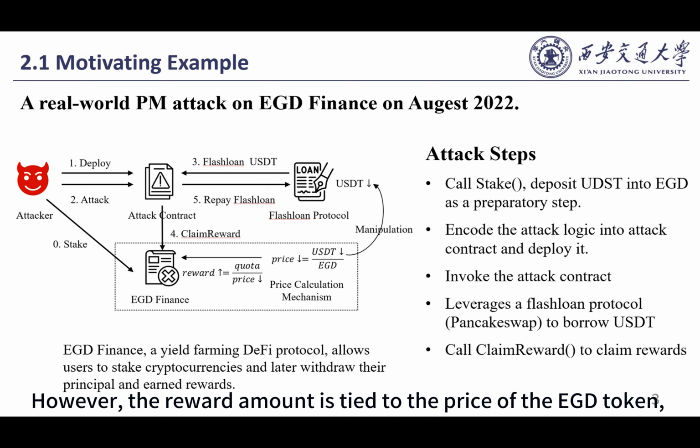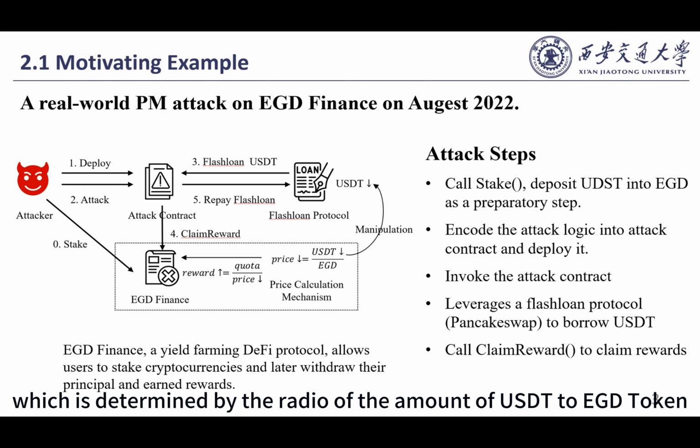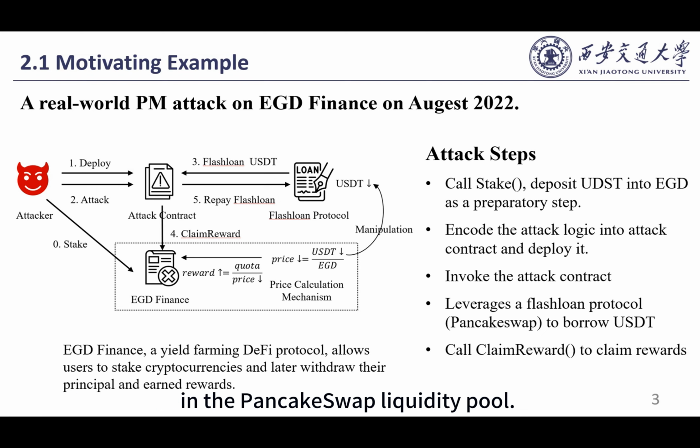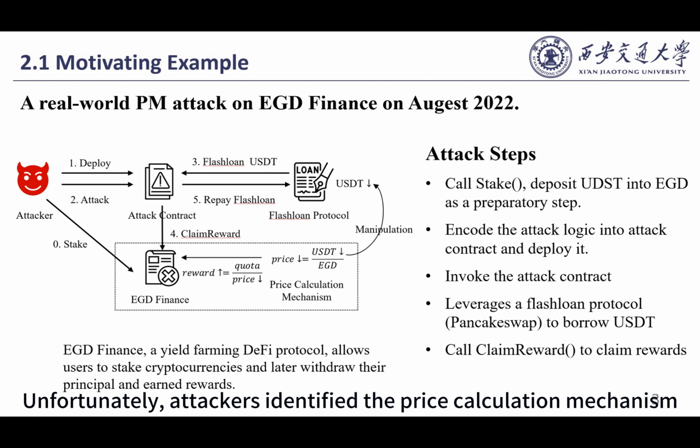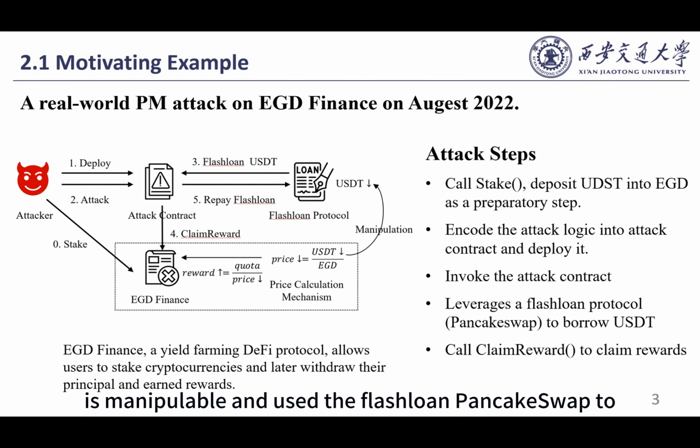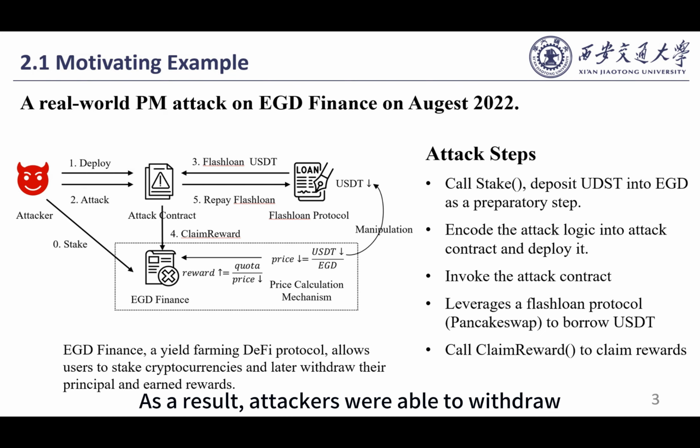However, the reward amount is tied to the price of the Egg token, which is determined by the ratio of the amount of USD to Egg token in the PancakeSwap liquidity pool. Unfortunately, attackers identified that the price calculation mechanism is manipulable and used the flash loan from PancakeSwap to reduce the amount of USD in the liquidity pool. As a result, attackers were able to withdraw an excessive amount of rewards.